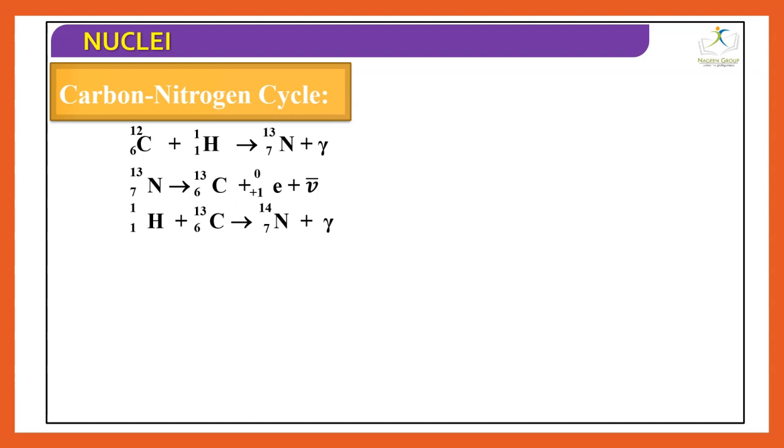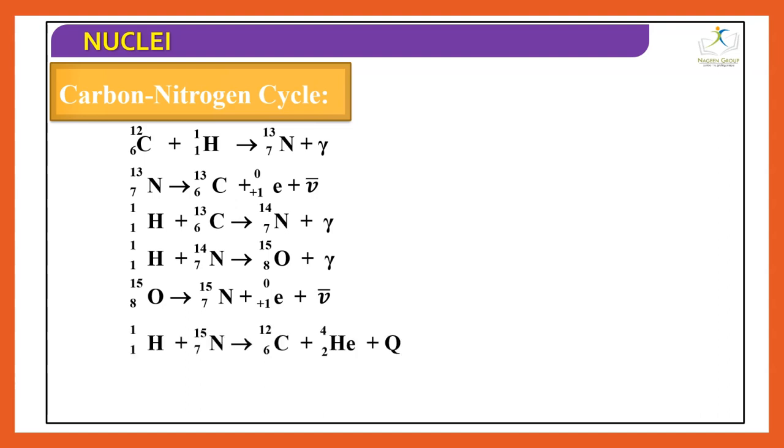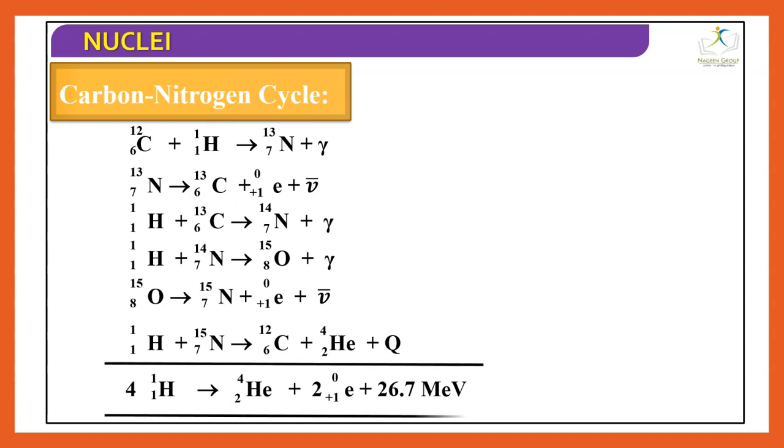1H1 plus 6C13 gives nitrogen 7N14 plus gamma. And 1H1 plus 7N14 gives oxygen 8O15 plus gamma. And 8O15 gives 7N15 plus 1E0 plus an antineutrino. So 1H1 plus 7N15 gives carbon 6C12 plus 2He4. Or we can say four 1H1 give 2He4 plus two 1E0 plus 26.7 mega electron volt.